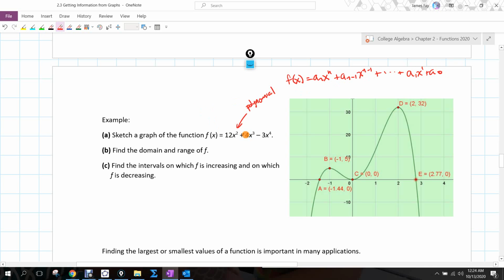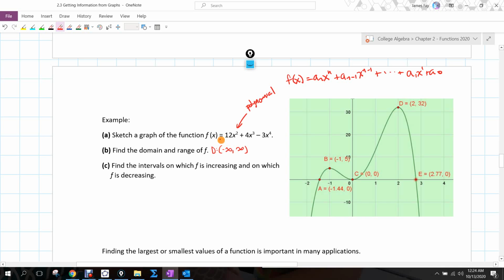So this is one of those. I told you all of those are always going to have a domain that is all real numbers. Okay, so the domain here is negative infinity to positive infinity. Okay, the range is different. The range is different.